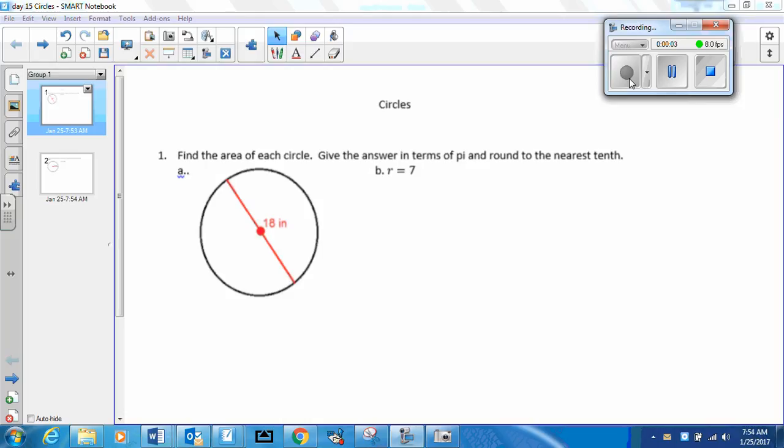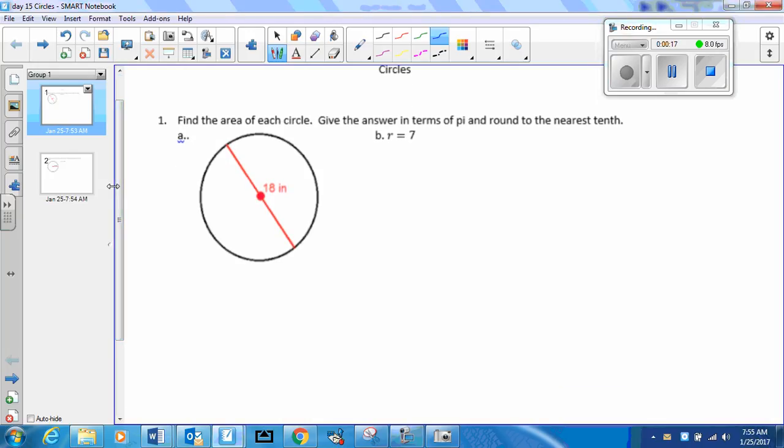This video will help you find circumference and area of circles. So find the area of each circle. Remember to give the answer in terms of pi and round to the nearest tenth. So our first example. Remember, for area of a circle, the formula is pi r squared.